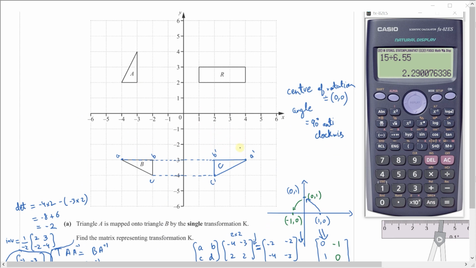So again, this is not enlargement because the size remains the same. This is not a translation as well because the orientation has changed. It's not pointing upwards like this. C is pointing towards the right.